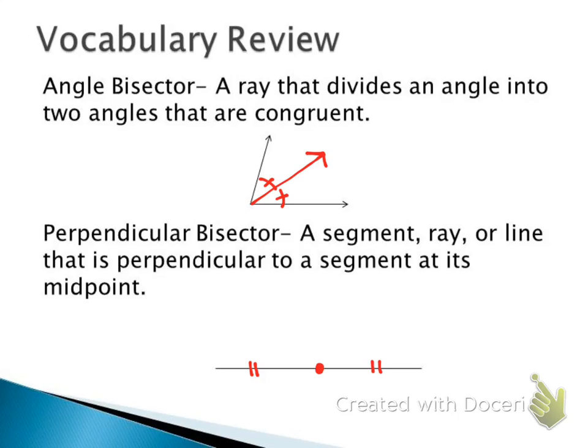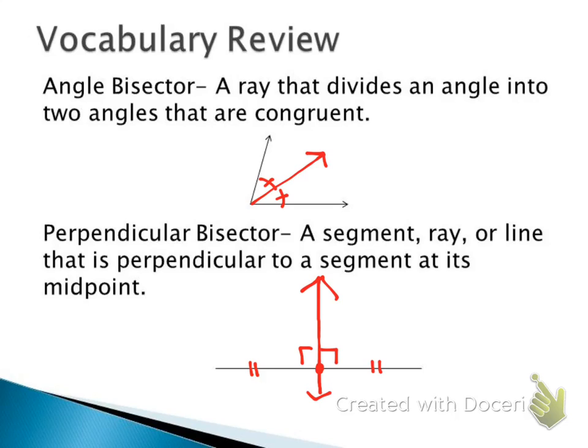And it's perpendicular. What does it mean to be perpendicular? What kind of angle is formed when it's perpendicular? A right angle. So it'll go through at the midpoint. It'll be a right angle.